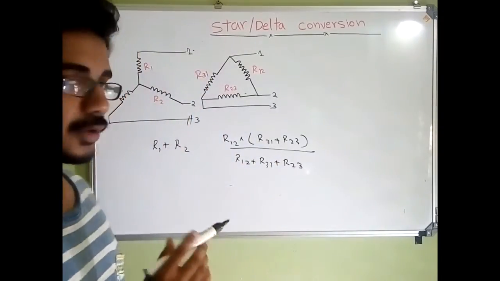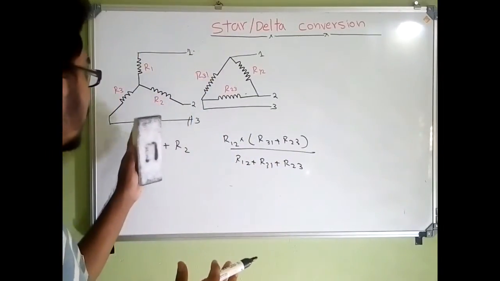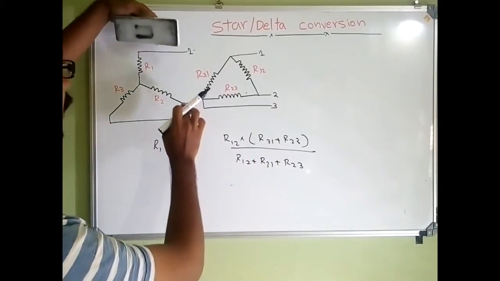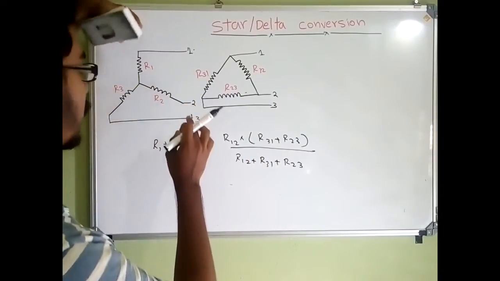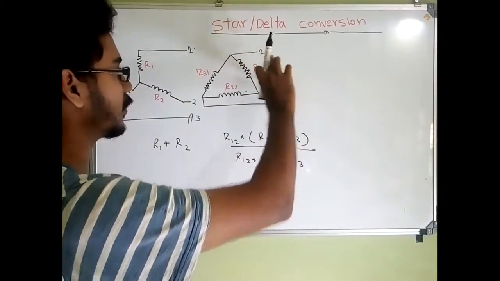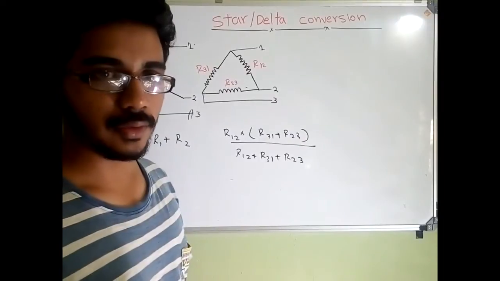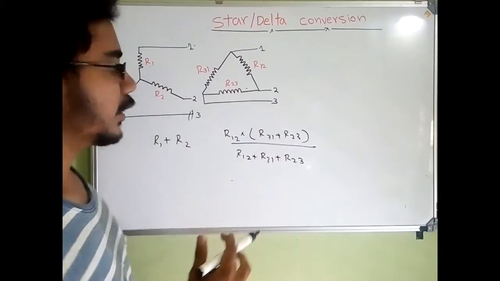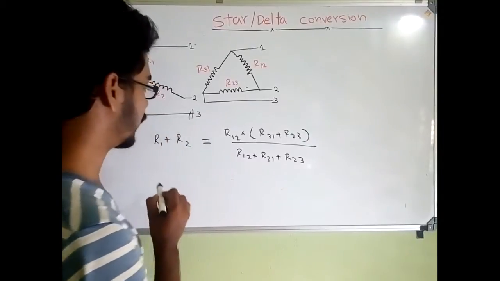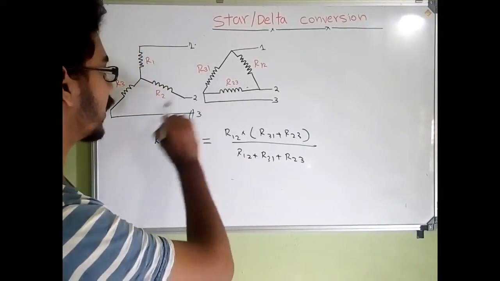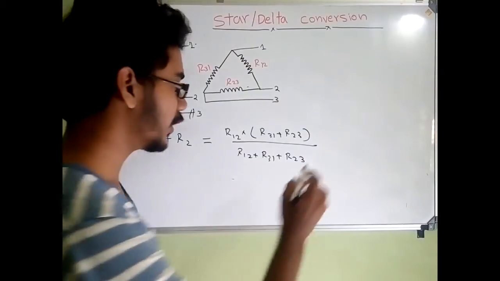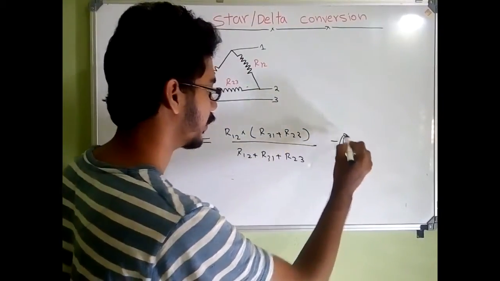Okay. Now the resistance between the terminal 1 and 2 in star and the resistance between 1 and 2 in delta must be equal when these two are in equivalent condition. So we can equate like this. For equivalent star and delta, these two resistance must be equal. So we get equation number 1.